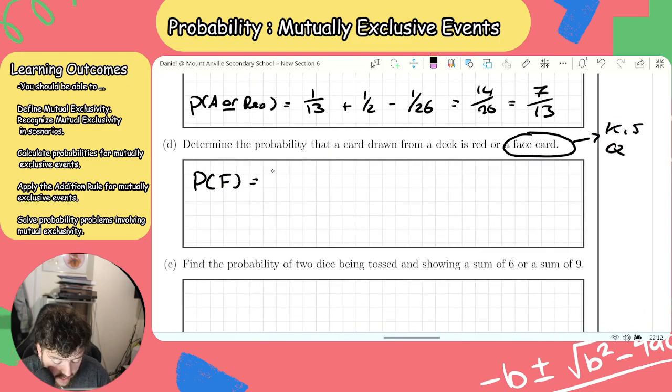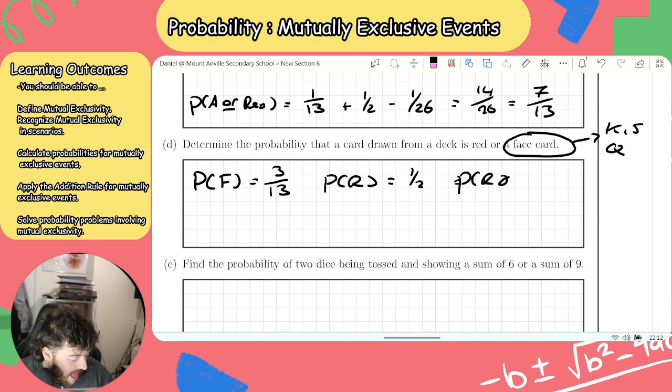So the probability of a face card is 3 over 13. The probability of a red card is a half. And the probability of getting a red and a face card is equal to, so I could have king, jack, and queen of hearts, and king, jack, and queen of diamonds. So I have 6 possible red face cards. Put that over 52. 6 over 52 gives me 3 over 26.